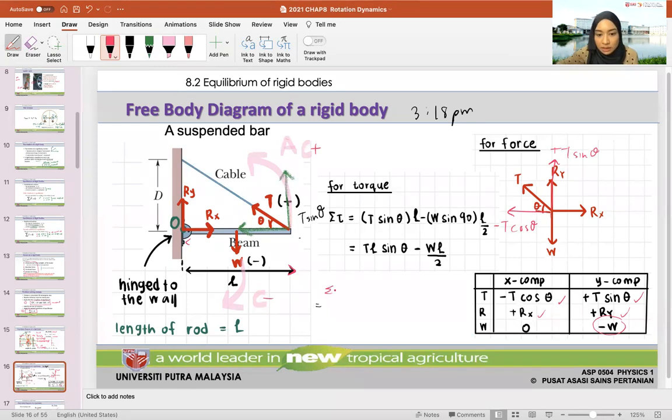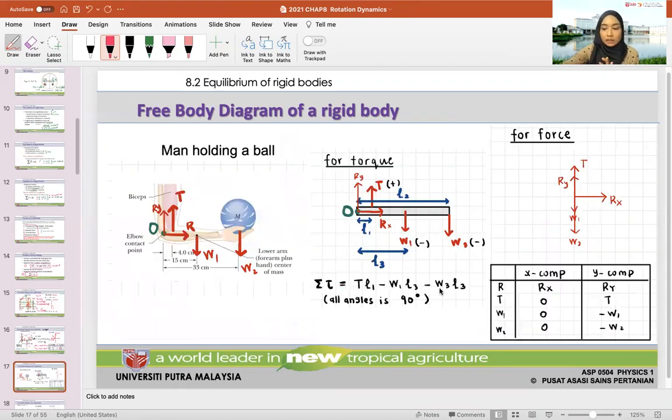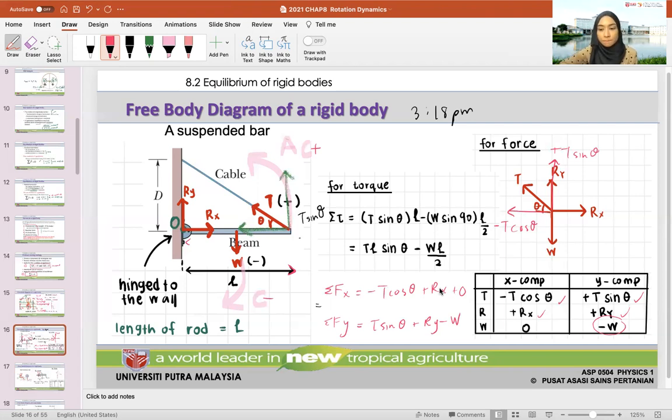So typically we write this as net in the Fx is equal to minus T cosine theta plus Rx plus 0. You can ignore the 0 if you want. Net in the Fy is equal to T sine theta plus Ry minus W. So if you have the other values, you can solve for R depending on the question. It's not really about the question, it's about understanding the free body diagram and knowing what is your x and what is your y. That's the most important part. Okay, any questions about this one? Is everyone okay with this?